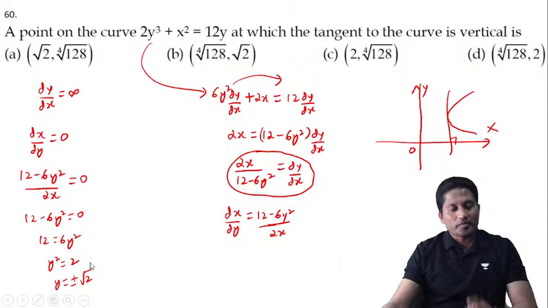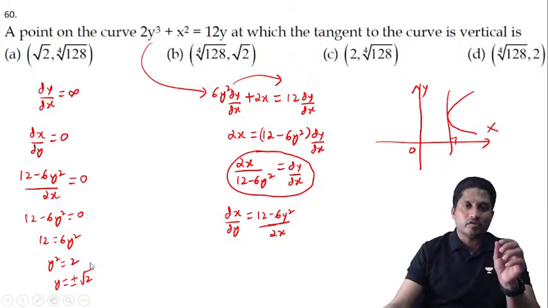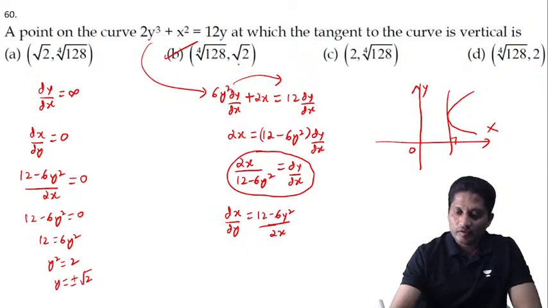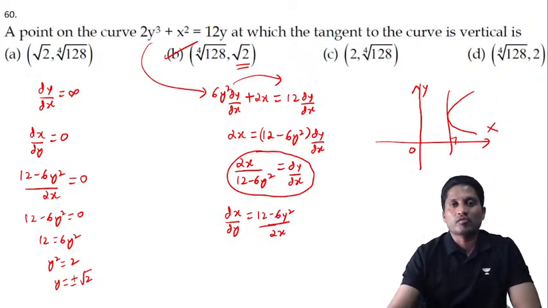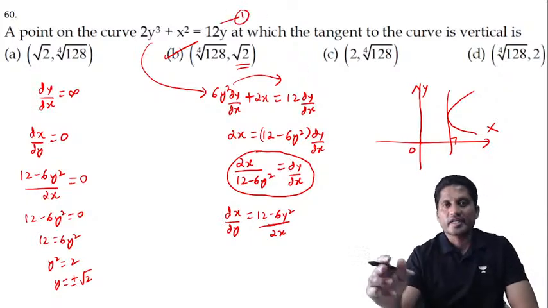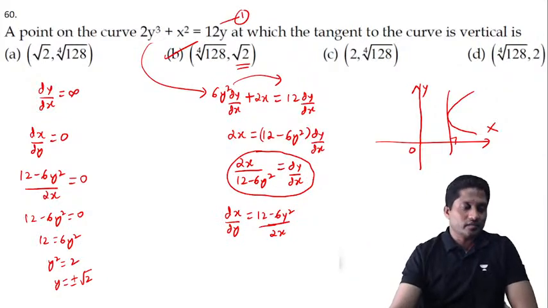So there's only one option. No need to find x, don't waste your time. There's only one value of y in the options, where y is equal to root 2. It should be B only. You substitute y equal to root 2 in equation 1. You will get x is equal to 4th root of 128.